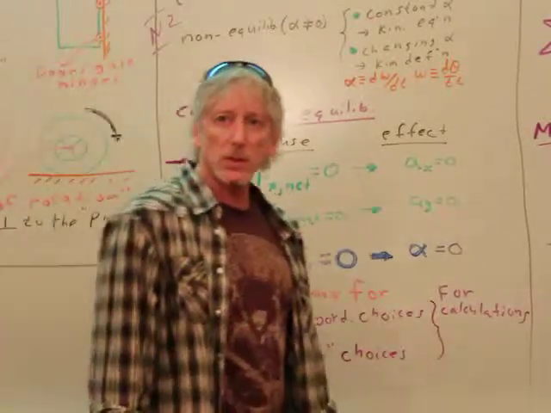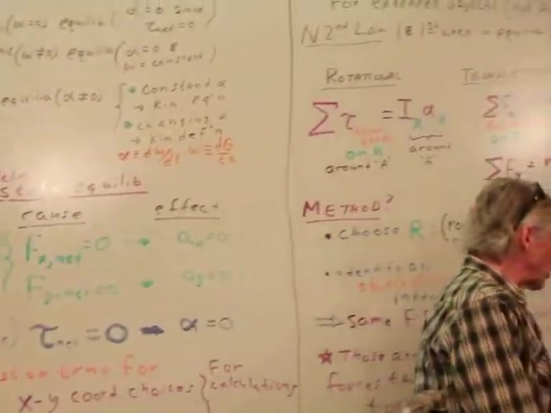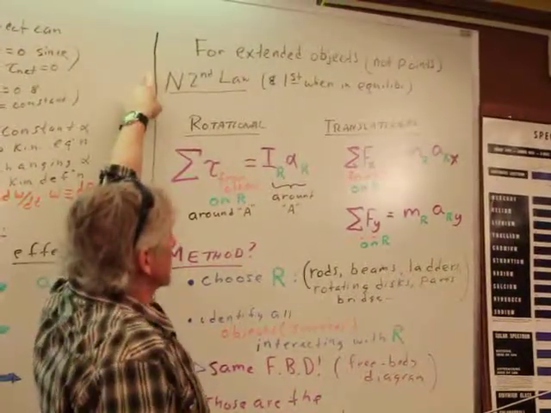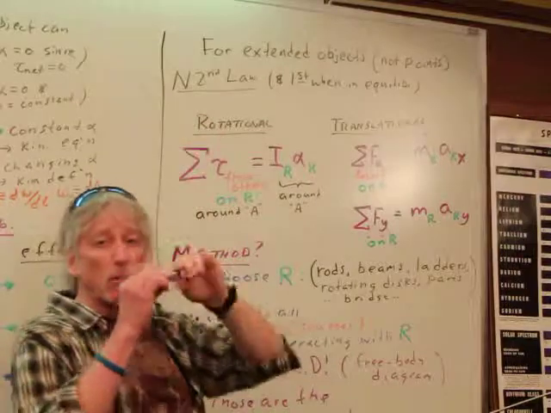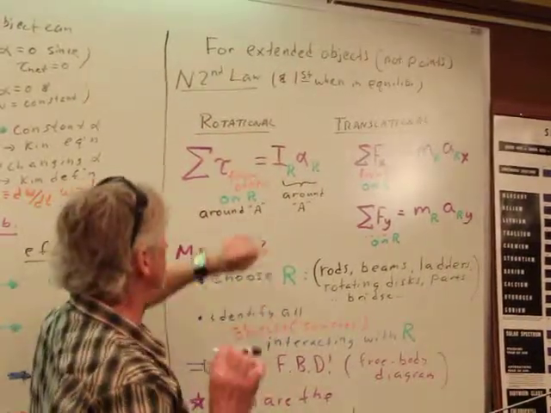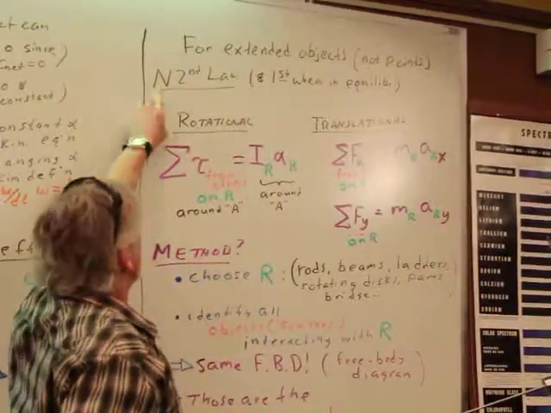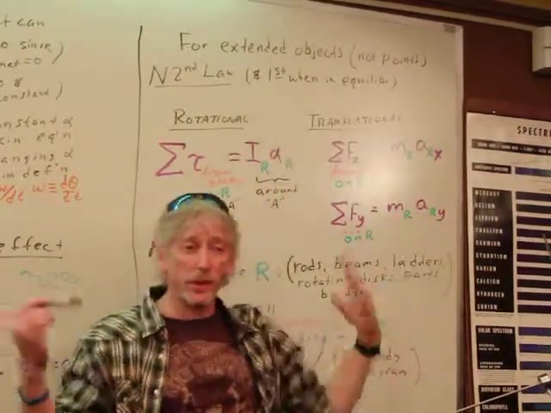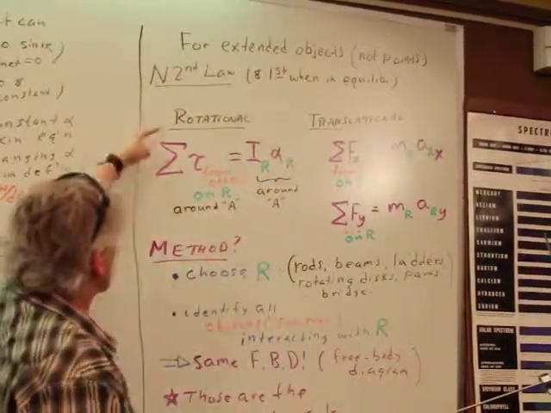All right, so to finish this off here, let's talk about extended objects. So now things are not a point. We don't take them as a point like we did earlier in the course. And we've got second law, and it's the first law when in equilibrium, so it's effectively the same law, just two cases of the same law.